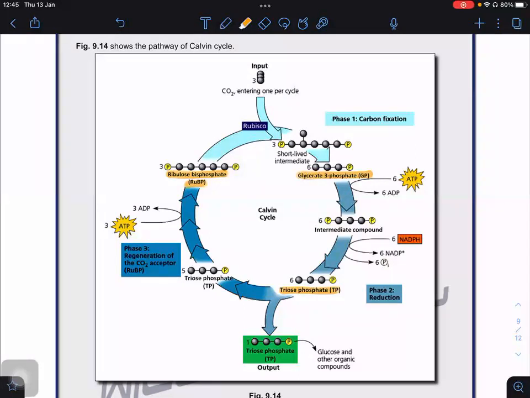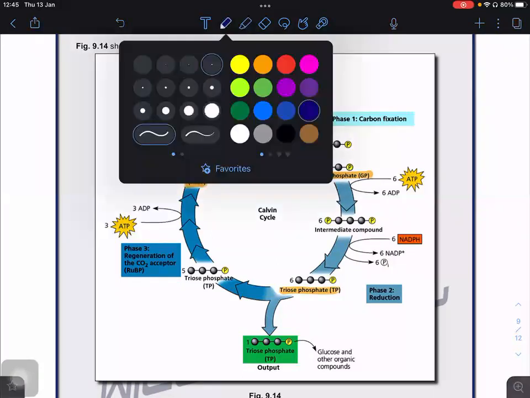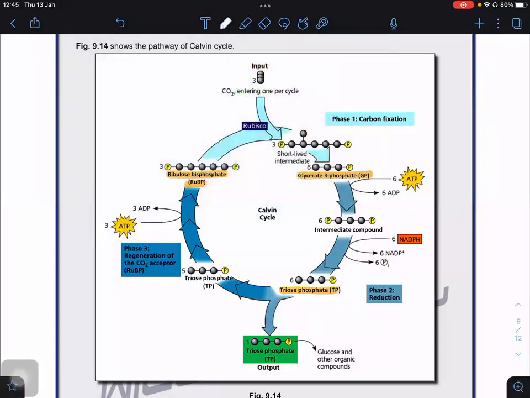Now, in order to get the complete cycle, I prefer to change this. Remove. Sorry, guys.